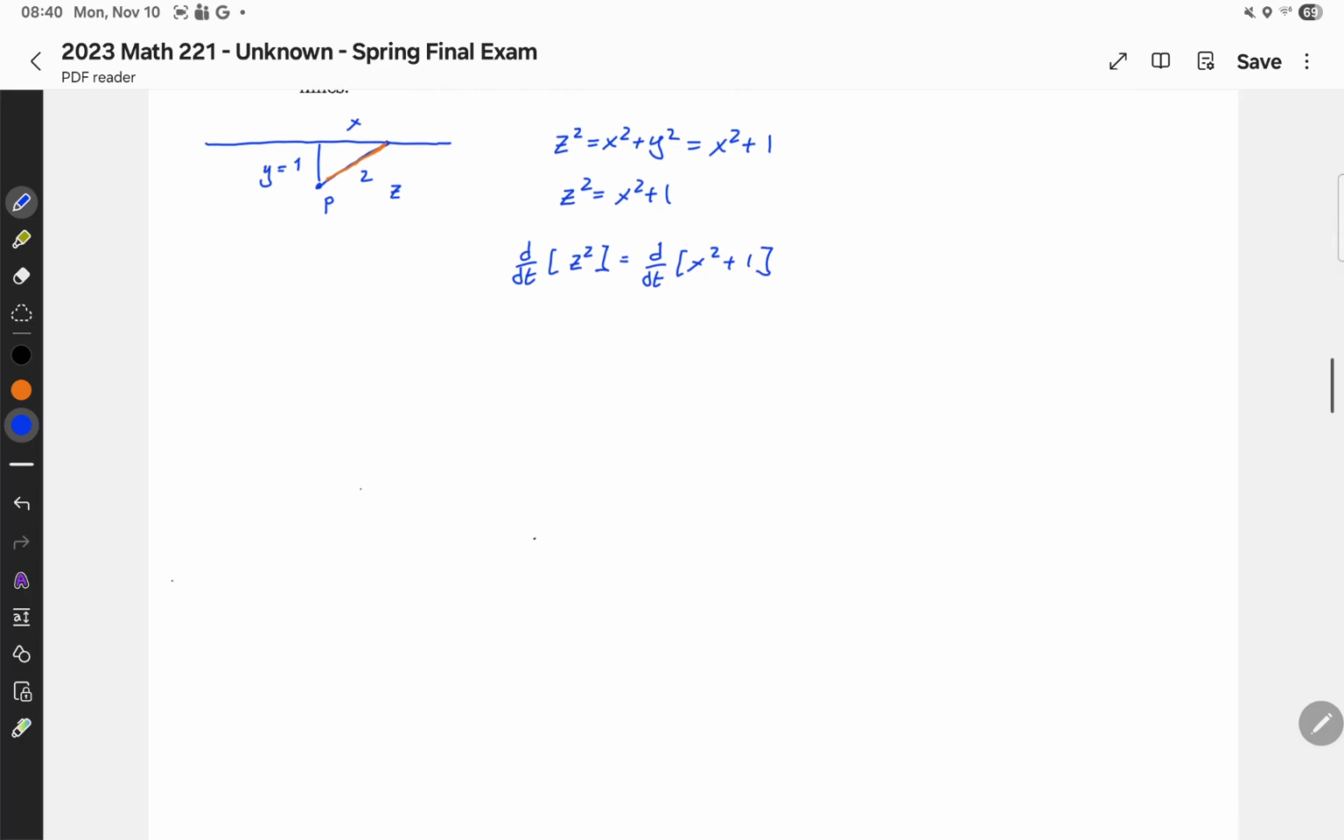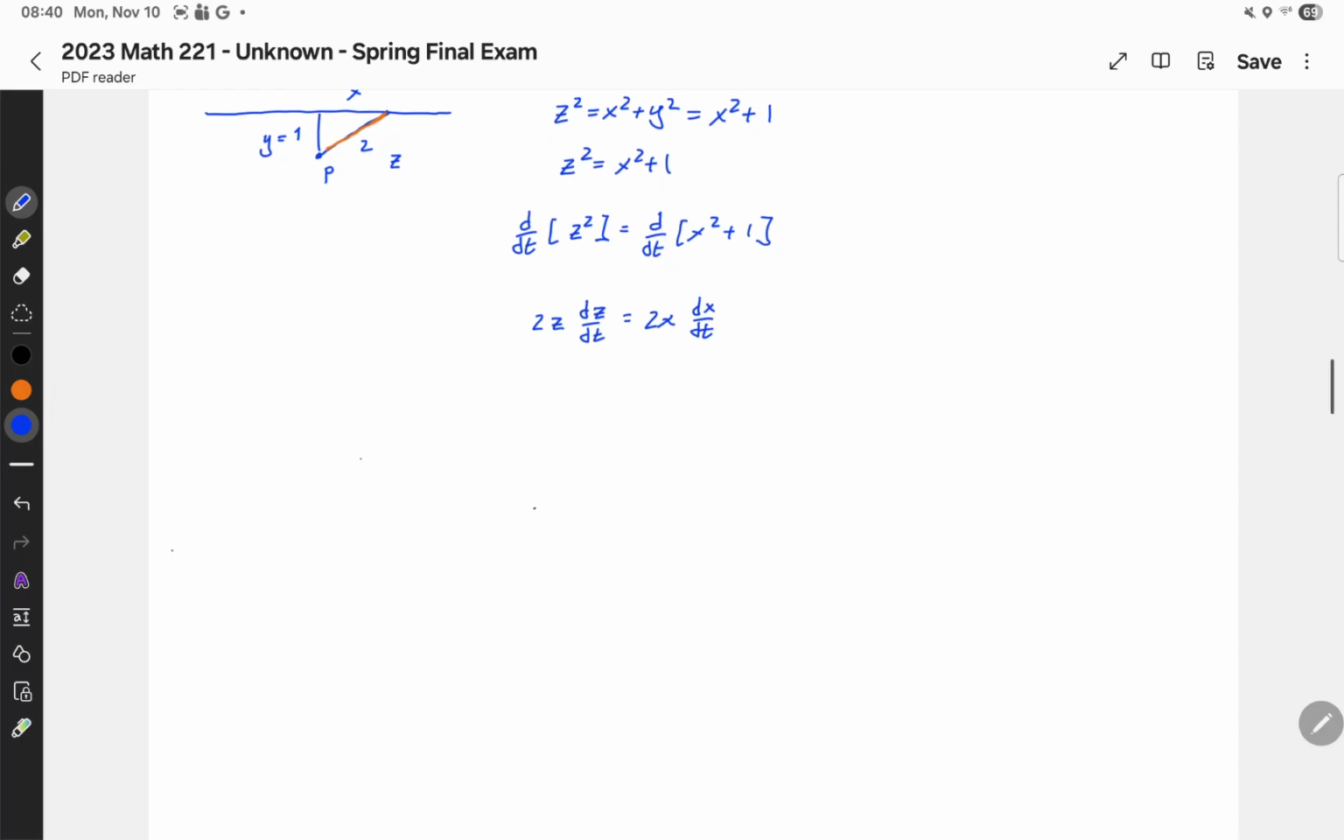And so hopefully you remember how implicit differentiation works. We're going to take the derivative of z squared, which is 2z, and then we also have to multiply it by the chain of this, which is dz dt. Nothing too crazy, right? And the derivative of x squared is going to be the exact same. We get 2x times dx dt. Just like that.